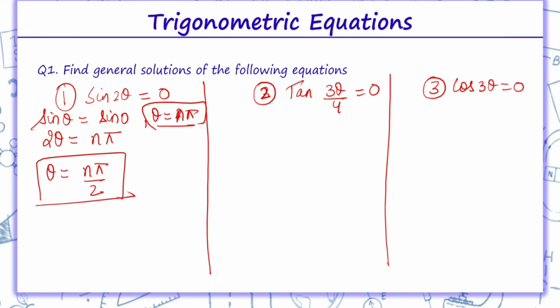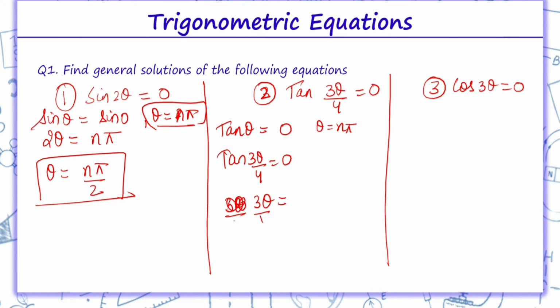Similarly, next we have tan 3 theta by 4. So we know if tan theta is 0, then theta is given by n pi. So when tan 3 theta by 4 is 0, in this case 3 theta by 4 is equals to n pi. So therefore theta will be given by 4 n pi by 3, where n belongs to Z.